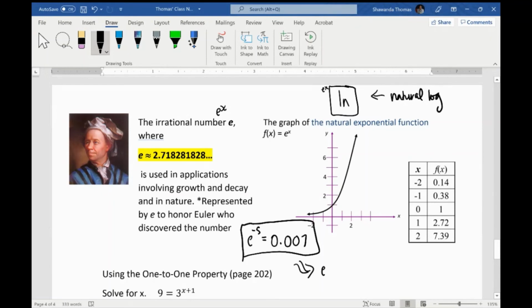Now, Nakiria, e to the -5, would you agree that is 1 over e to the 5th? Would you agree? All right. Yes, ma'am. So if that's true, and when I put in e to the 5, that's like 148 point something, I just want you to do it the other way and see what it gives you.